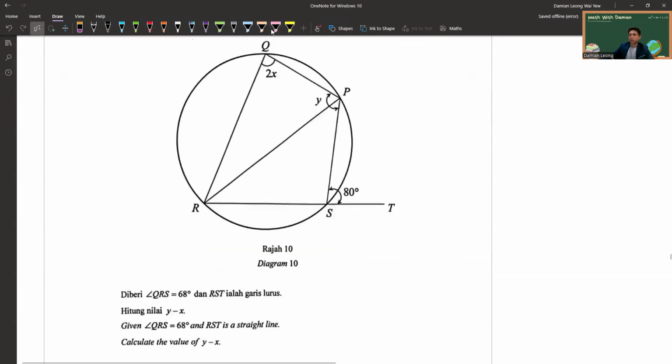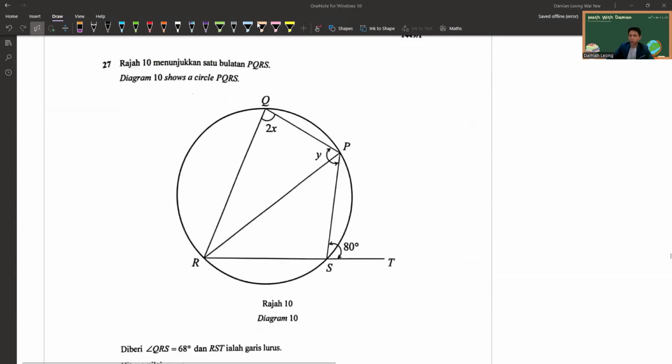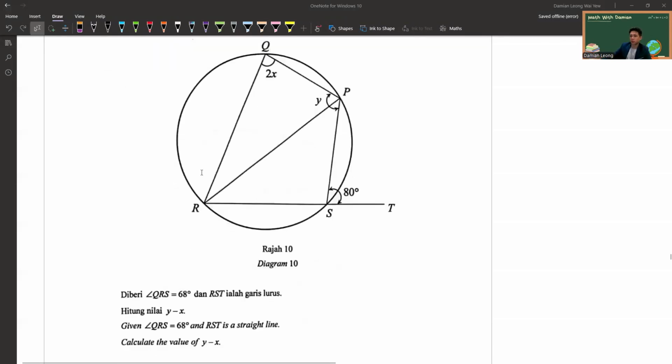Okay. Then question 27. I have diagram 10 here showing circle PQRS. I want to find the value of y minus x. So we figure out the angle inside. So this is 80 degrees. Okay, so here would be 100 degrees because angles on a straight line add up to 180 degrees. So if this side is 80, the other side must be 100.